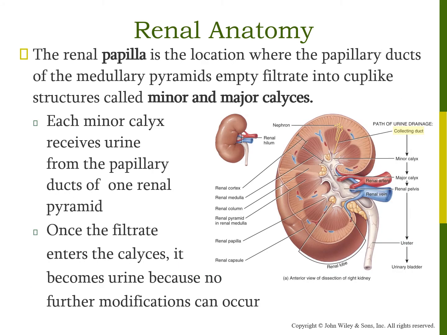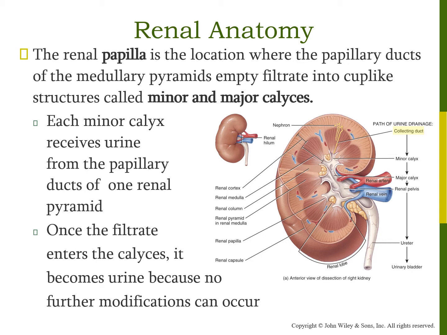Let's follow the path of urine flow through the kidneys a little further. The renal papilla, or the tips of the renal pyramids, is a location where the papillary ducts of the medullary pyramids empty filtrate into cup-like structures called minor and major calyces.